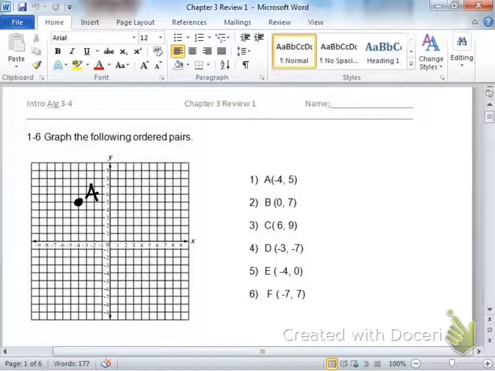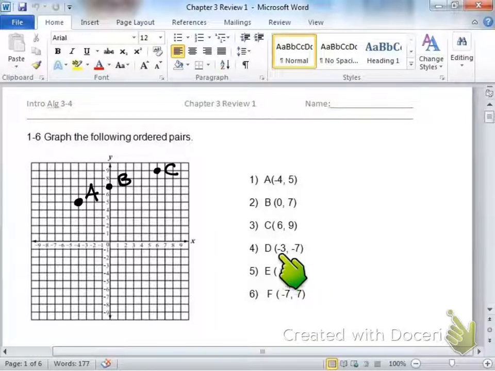All right, same thing on number 2. We're going to go side to side 0 this time, and then up 7. We're going to label that one with a B. Next, we're going to go right 6, up 9. So right 6, up 9. We're going to label that one with a C.